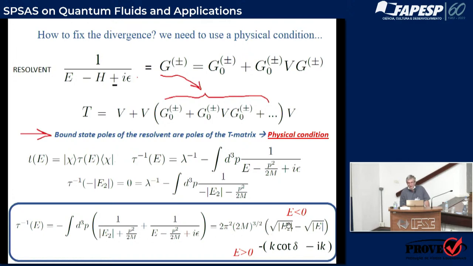I can integrate. And for negative energy, we see here the bound state poles. And for positive energy, this iε matters. And this gives essentially the form of the scattering amplitude, that is, minus k cot δ minus ik for positive energy. Now the point we see: if we have a shallow bound state dominating at low energy, immediately you are going to see that k cot δ should be minus the square root of the binding energy, of the modulus of the energy.